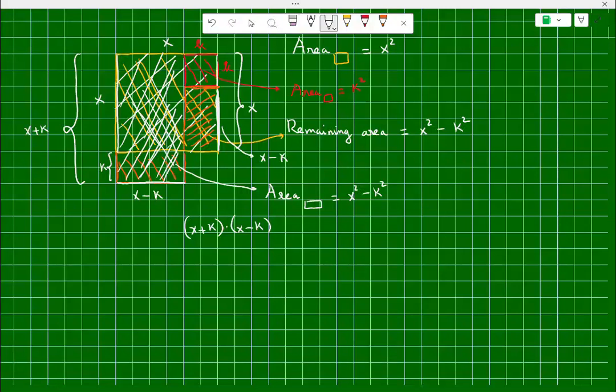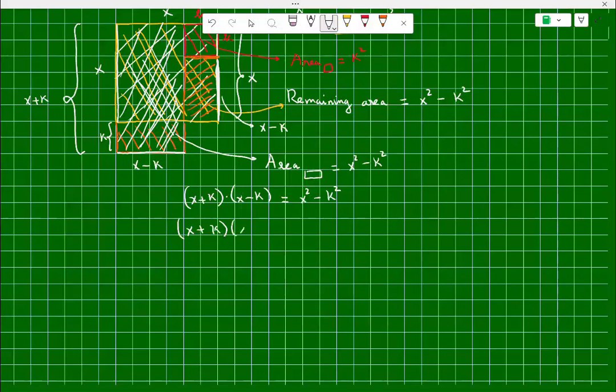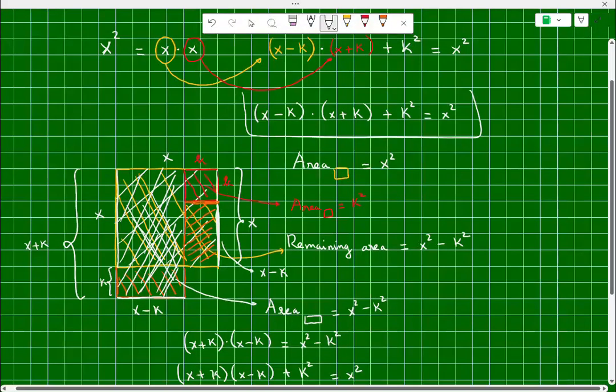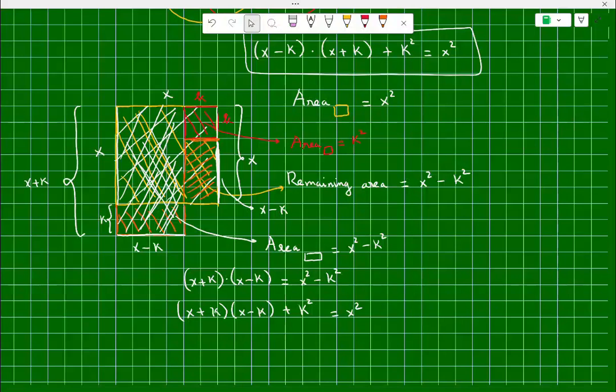So what I have here is x plus k times x minus k is equal to the area of this rectangle, but I know that the area of that rectangle is already x squared minus k squared. And so I have x plus k times x minus k is equal to x squared minus k squared. If I move the k squared over, that gives me x plus k times x minus k, plus k squared, is equal to x squared, which is the identity that we need to explain why the method of squaring two-digit numbers from the previous videos works.